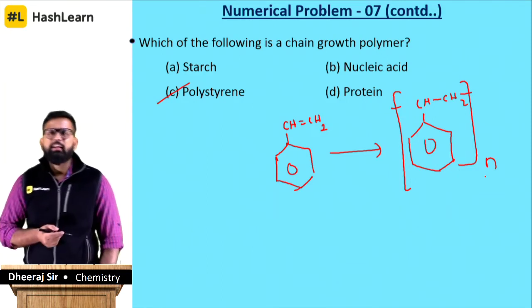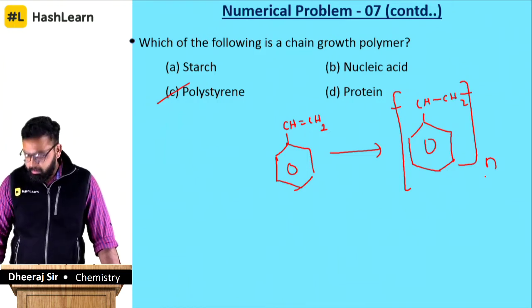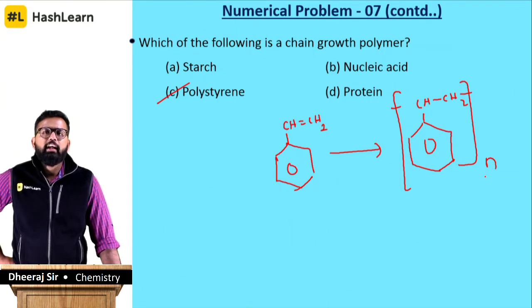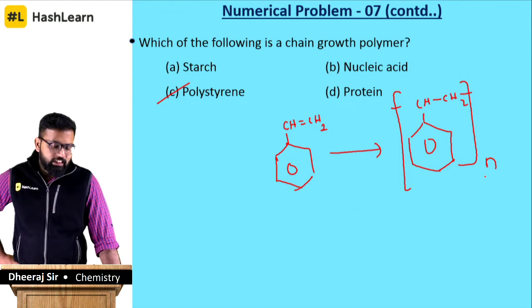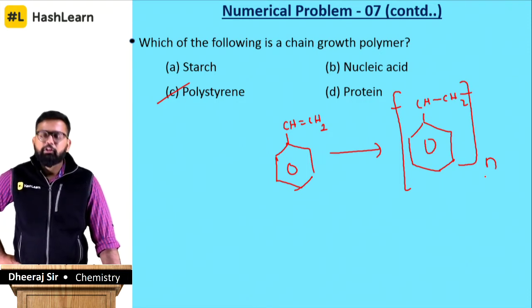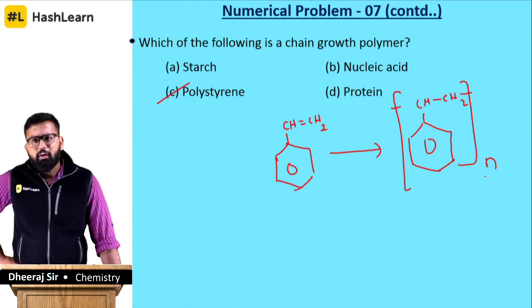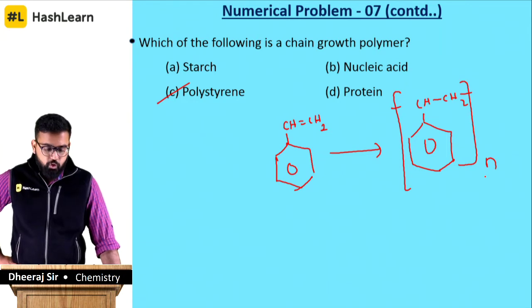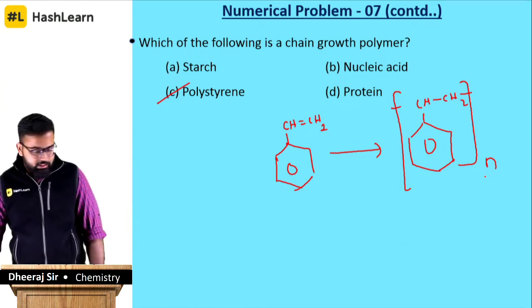Starch doesn't happen that way. Starch is a biodegradable natural polymer made up of amylose and amylopectin. Nucleic acids are polynucleotides made up of nucleosides, which are in turn made up of base, sugar, and phosphate group. So that is also not chain growth. Proteins are polypeptides, so you have long chains of amino acids connecting to each other forming protein. If it is joining segment by segment, it has to be polystyrene, and hence option C is the answer.